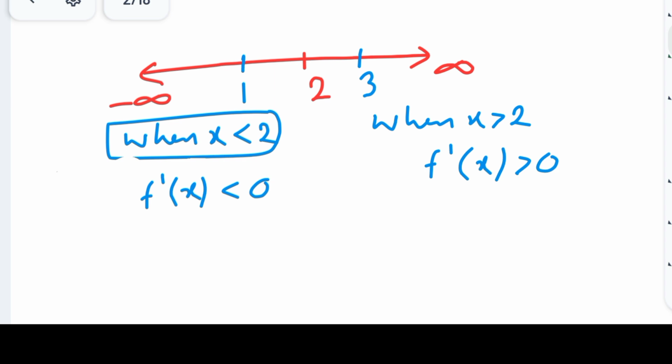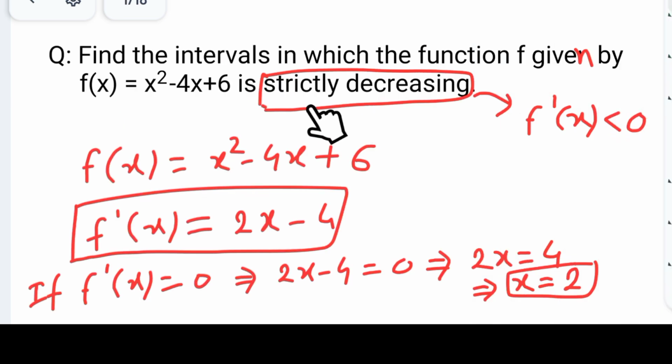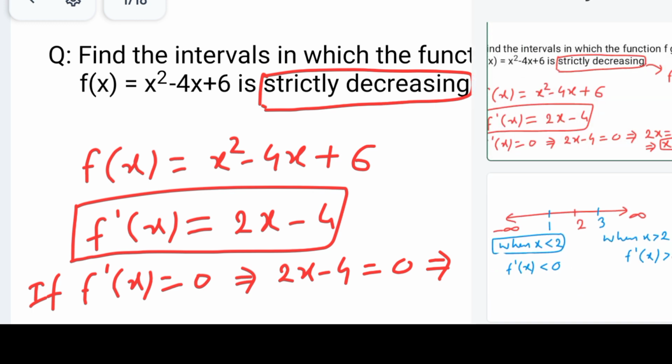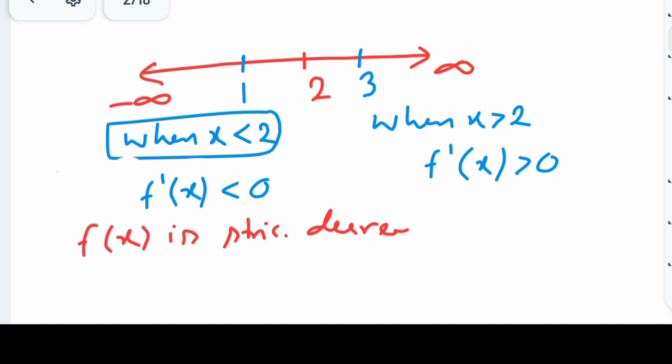And then what do we have to check? We have to check decreasing, strictly decreasing. So decreasing means less than 0. So f dash x is less than 0 in which condition? When x is less than 2. So the first answer of this question is f x is strictly decreasing. F dash x will be less than 0.